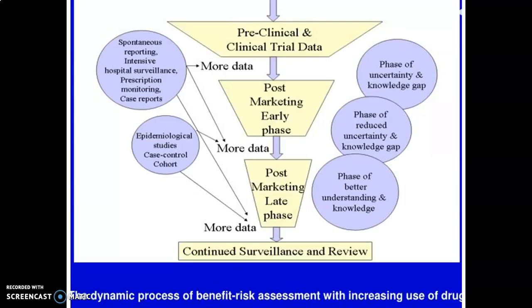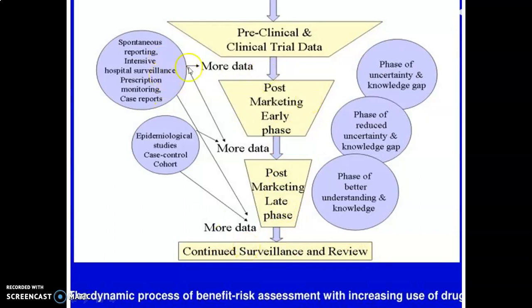So this is a dynamic process of benefit-risk assessment with increasing use of the drug. From different sources we are going to get the data. With the help of this we are going to weigh the benefit versus the risk, like preclinical and clinical trials. This is how the trial will proceed. Once clinical trials end, the early phase of post-marketing trial will start, and the post-marketing late phase we can observe in phase 4. Continued surveillance and reviewing will be there for many years, as long as the drug is in the market. So it will be under vigilance according to the new guidelines.